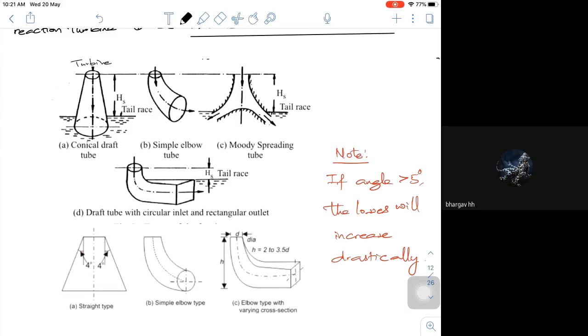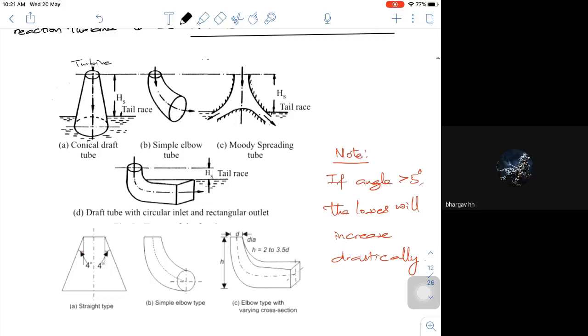And the third type we use is the Moody type, where one inlet to the draft tube is divided into two. It will have two exits in the draft tube itself. You can look at the construction. That means it has one inlet and two exits in the draft tube.